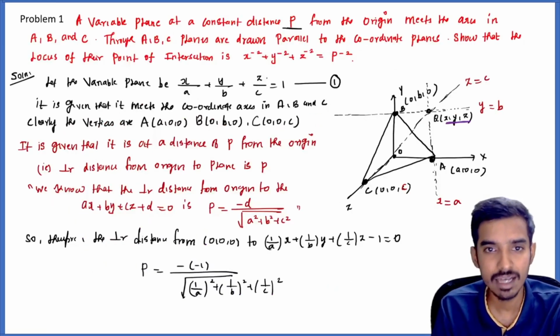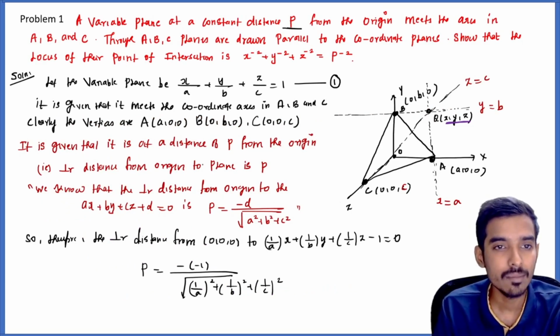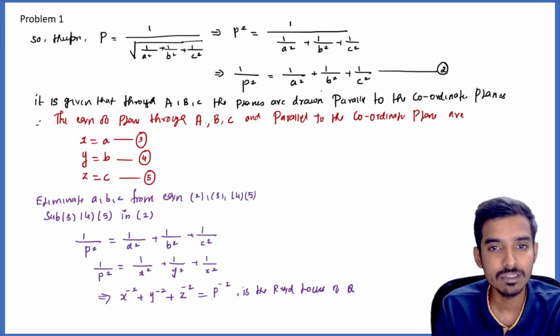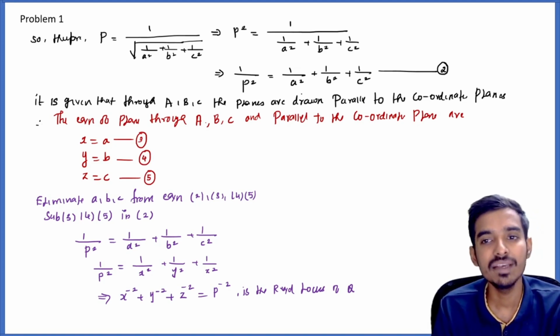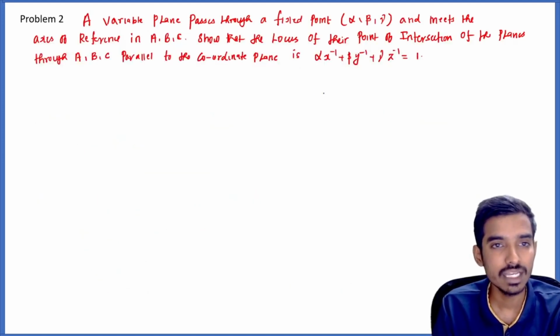Why am I forming this? Because here we need p power minus 2, means 1 by p square, we need. That is why I'm trying to find the value of 1 by p square from p. After that I'm using the other condition that it is passing through ABC and parallel to the coordinate plane. So from this you eliminate ABC, you can get the required answer. Right? Very simple.